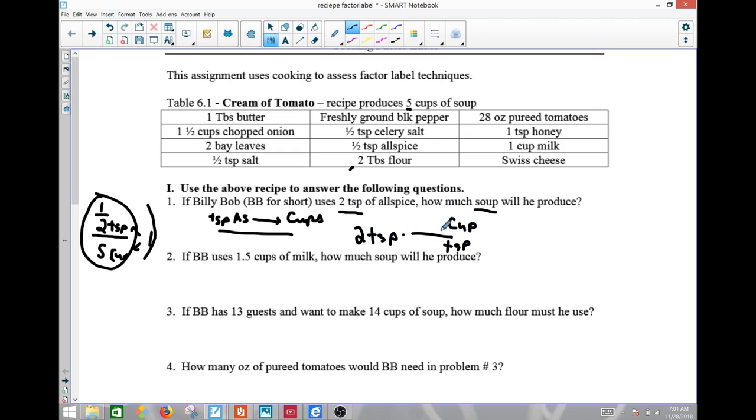Teaspoons to cups. This equivalency is 0.5 teaspoons and then 5 cups of soup. At this point, I simply take 2 times 5 is 10. So I'll take all my top numbers and multiply. That's important: all my top numbers are going to be multiplied, and all my bottom numbers will be divided. So 2 times 5 is 10, and then 10 divided by 0.5 is 20. 20 cups of soup.